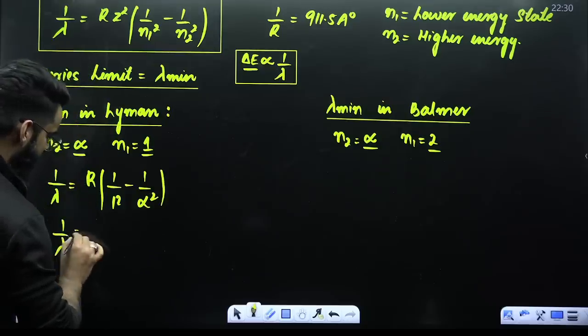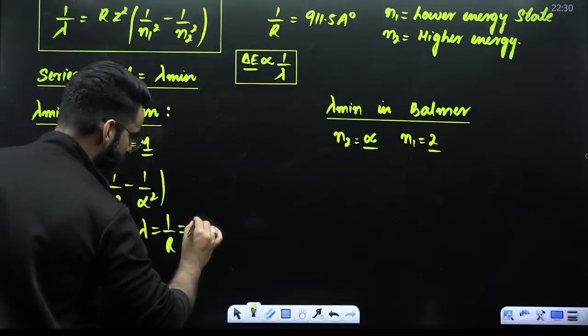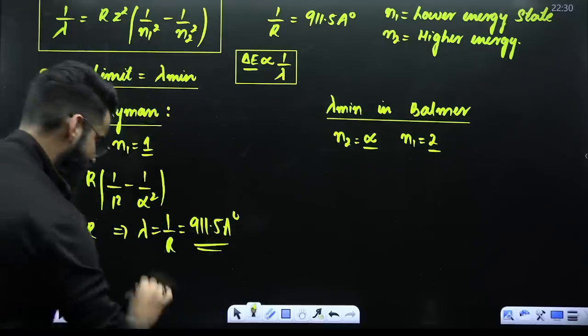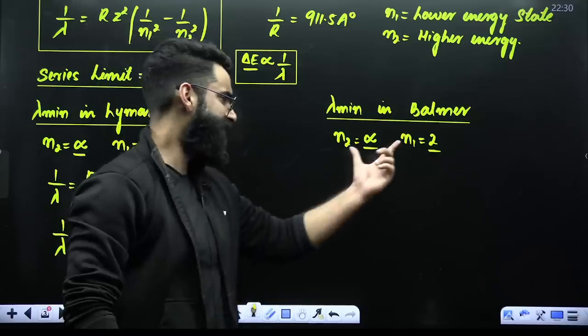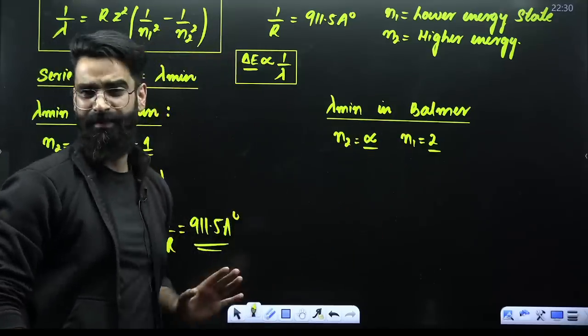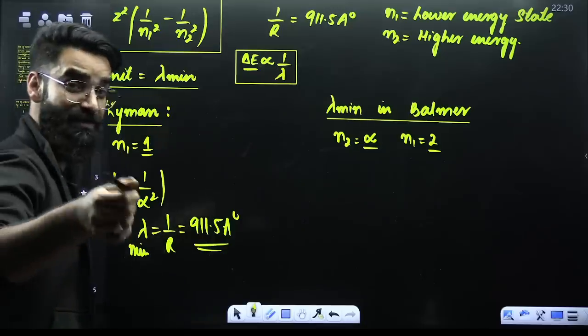So 1 by lambda is nothing but R, or you can say lambda is equal to 1 by R. And remember, 1 by R value is nothing but 911.5 angstroms. So this is the minimum wavelength, or you can call this the series limit in case of Lyman series. This you can try on your own, put the values in this expression and get the value of lambda minimum. This is again a short question, my dear students, which can be asked either in your chemistry or in your physics.